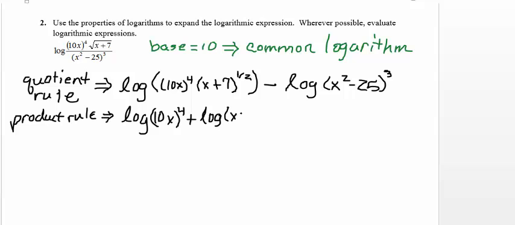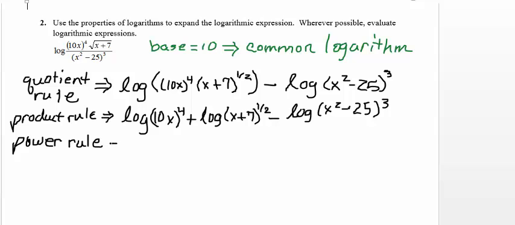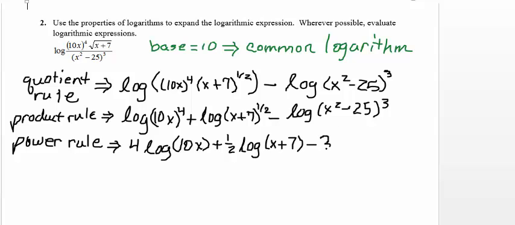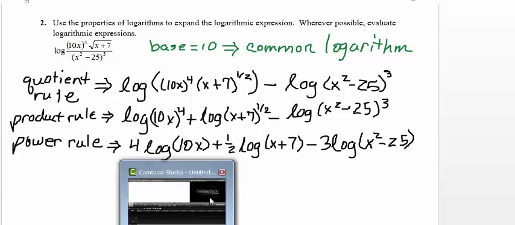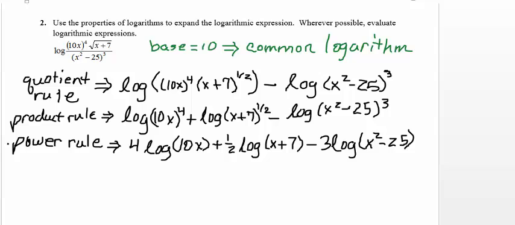So the common log of 10x to the fourth plus the common log of x plus 7 to the 1/2 minus the common log of x squared minus 25 cubed. So notice, since the first two inputs of the log expression had a product, I could write that as a sum of logs. So now I'm using the power rule. 4 times the common log of 10x plus 1/2 times the common log of x plus 7 minus 3 times the common log of x squared minus 25.